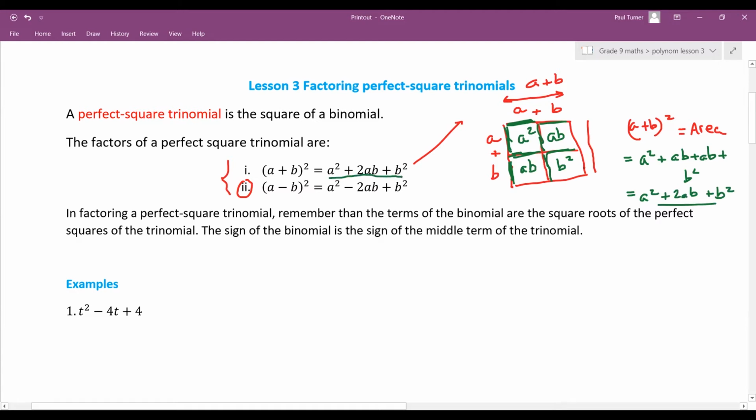Okay, so visually that's how you can think about it using what they call tiles or squares. Okay, but the second one, I'll talk more about that one next week. But it's the same idea.